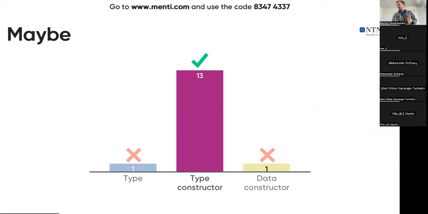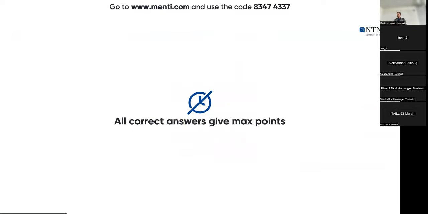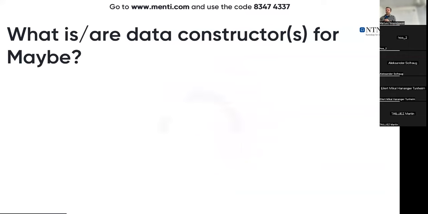So Maybe is only a type constructor, because it needs a concrete type to become a concrete type. So for example, Maybe Int, that is a concrete type. Why is Maybe not a data constructor? Because to construct a value of Maybe something type, we don't use Maybe. What do we use? That's the next question. What are the data constructors for Maybe?